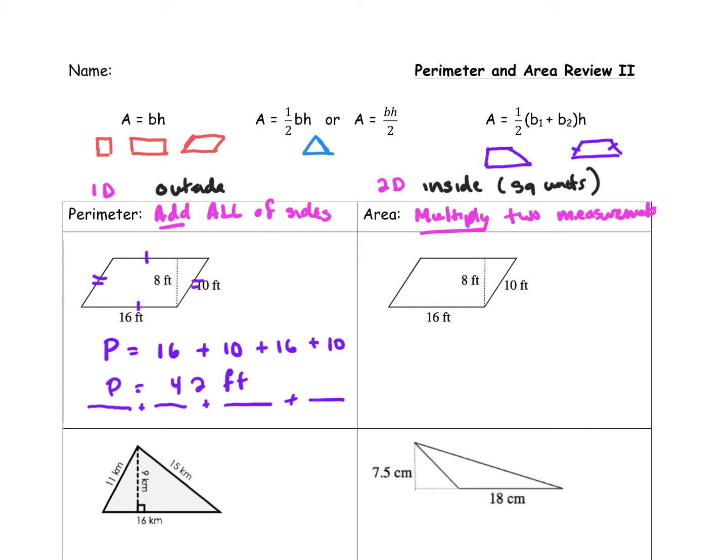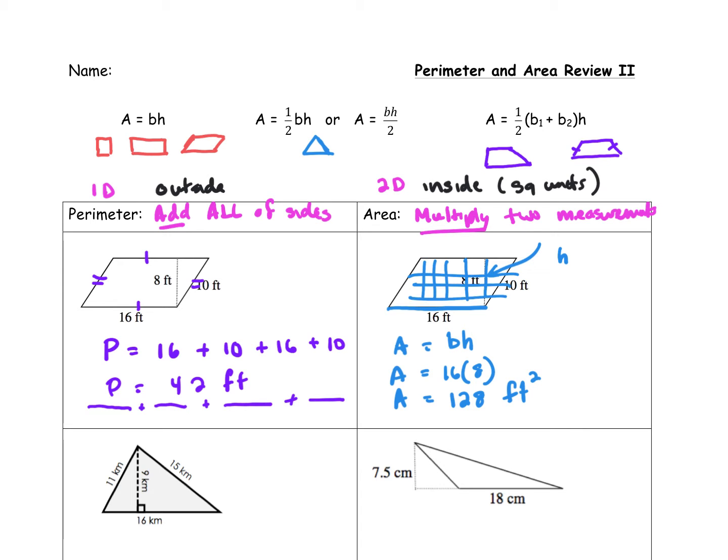So we're going to write area, A for area, and we're going to use base times height. That's the formula we need. This is the base, and this is the height. So we're going to replace that formula, base with 16, and we're going to replace the height with 8. And then when we multiply 16 times 8, we get 128, and we have to say feet squared, because we're talking about how many square units are on the inside.